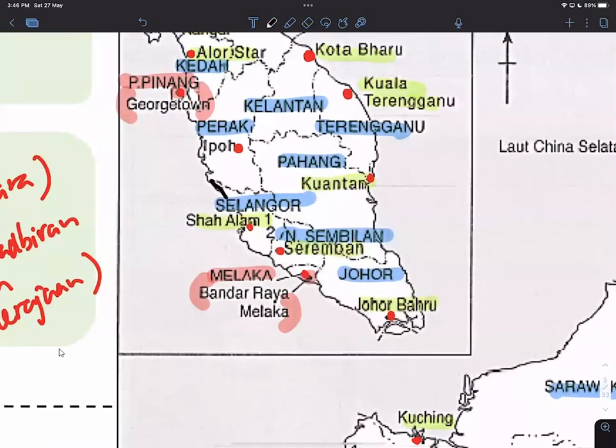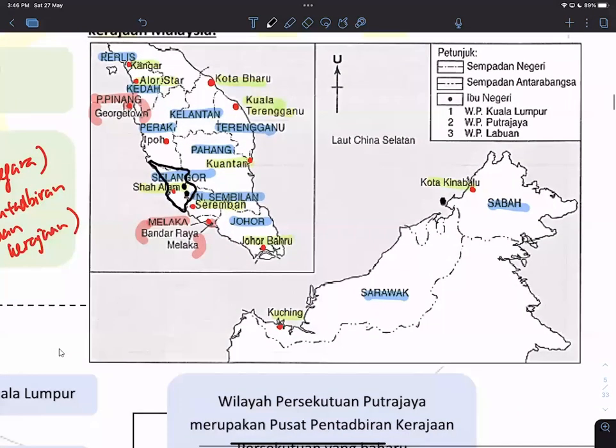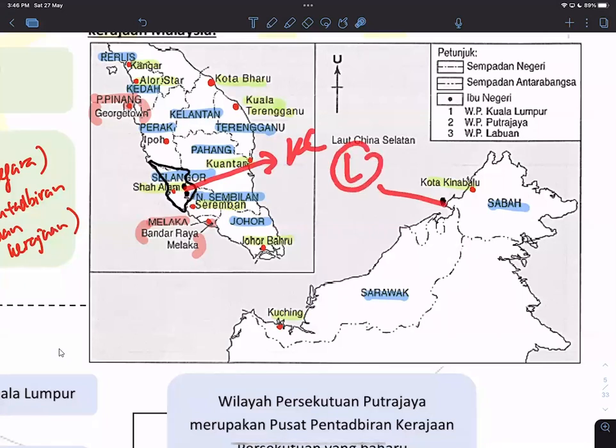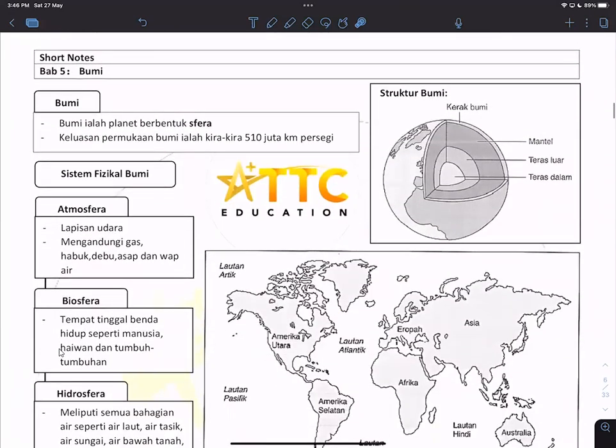So in Selangor, if this is Selangor, Kuala Lumpur is here, number 1. So this Putrajaya below. And then the Labuan here. So 1, 2, 3. So remember, 1 supposed to be Kuala Lumpur, 2 supposed to be Labuan, and the last one Putrajaya. Okay. So number 4, part 4 done.